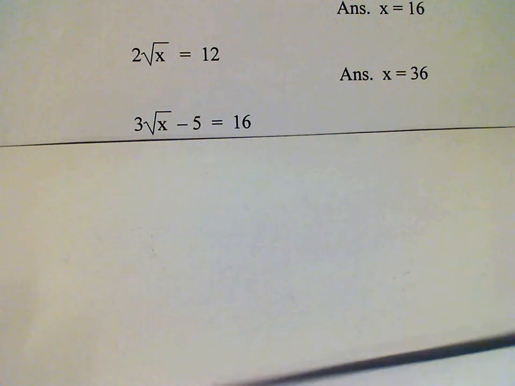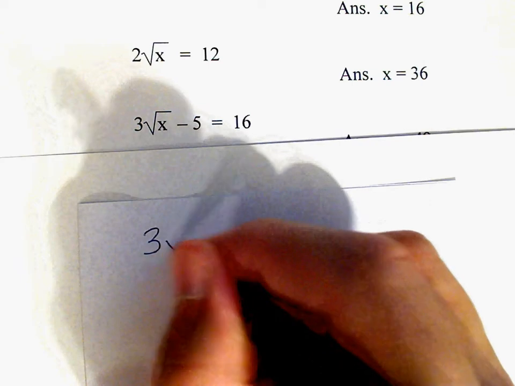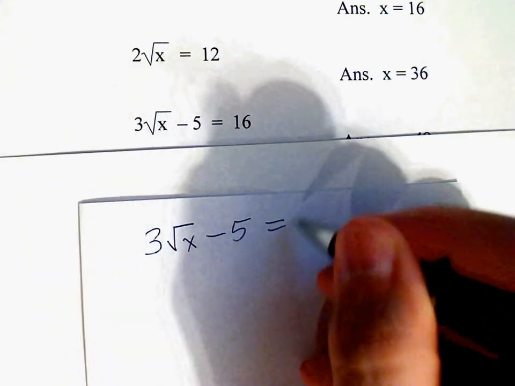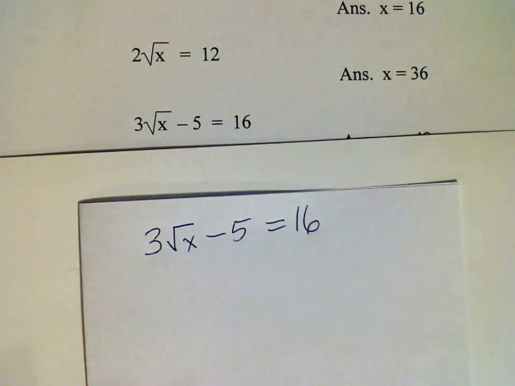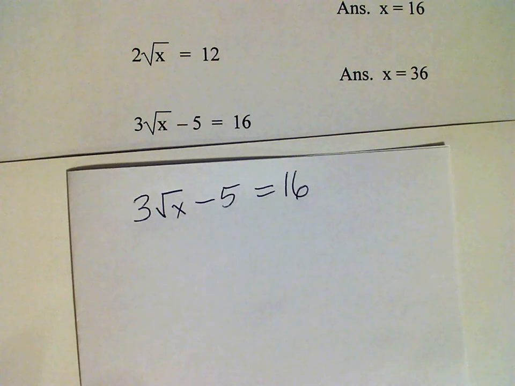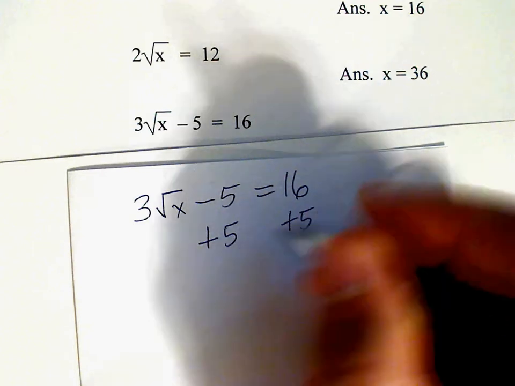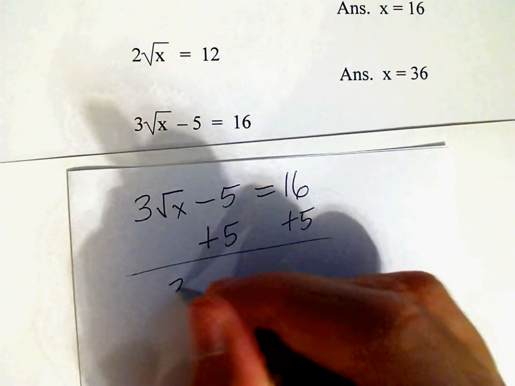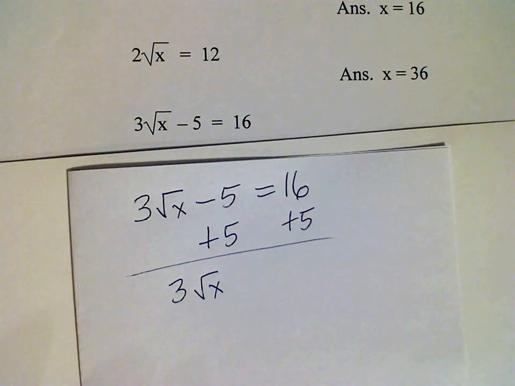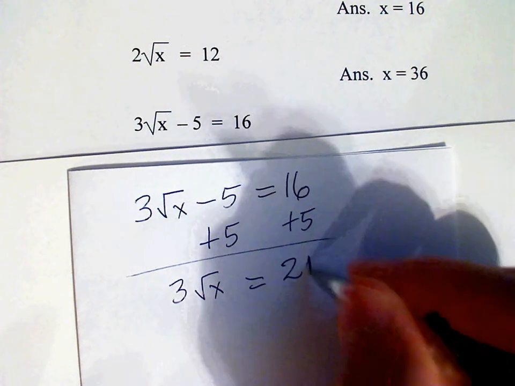Okay, here's an example where we must apply both properties. 3 times the square root of x minus 5 is equal to 16. First thing we want to do here is transfer the 5. So we add 5 to each side. This leaves us with 3 radical x on the left. 5's cancel out. And on the right hand side we have 16 plus 5 is 21.